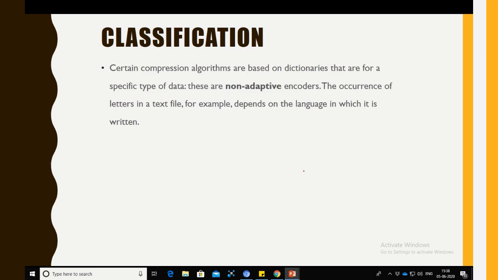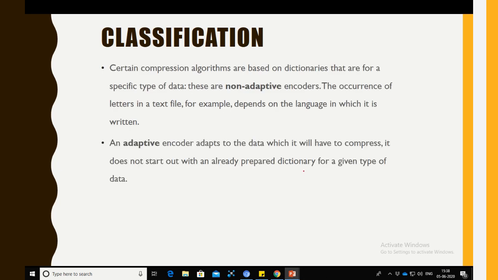Then you have a very important one, which we will be working with in the syllabus: non-adaptive and adaptive. Certain compression algorithms are based on dictionaries that are there for a specific type of data. These are non-adaptive encoders. What does it mean that it is based on a dictionary? For example, if I want to compress a book written in English, I will try to find out what words, letters and sentences are commonly used in the English language.